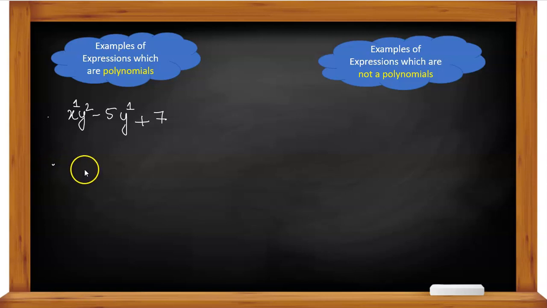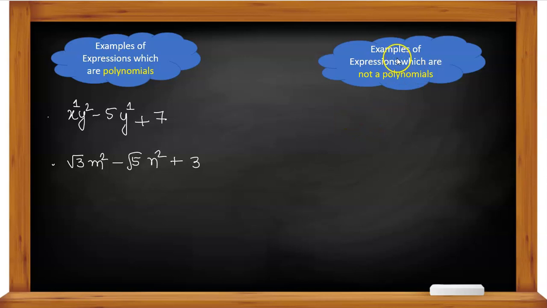Another example, like if I write root 3 m square minus root 5 n square plus 3. Here there are two variables, m and n. Here the power of m is 2, which is a whole number, and the power of n is 2, which is also a whole number. So this is also an example of a polynomial.